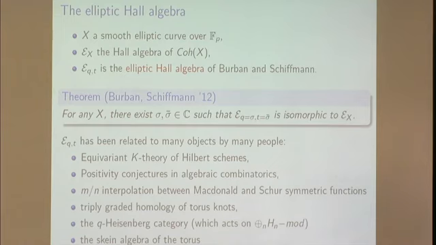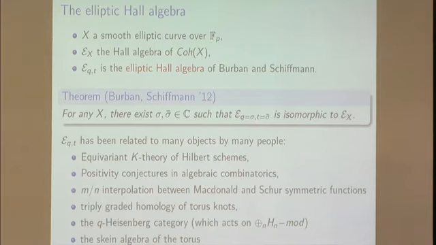I'm not going to define this because I won't need the definition, but Burban and Schiffmann defined this algebra by hand using generators and relations. And what they showed is that there are these two algebras, E sub X and E sub qt, and there's a strong relationship between the two. So they said for any curve X, there exist complex numbers, so that if you specialize the elliptic Hall algebra to q equals sigma and t equals sigma bar, you get the elliptic Hall algebra of the curve.